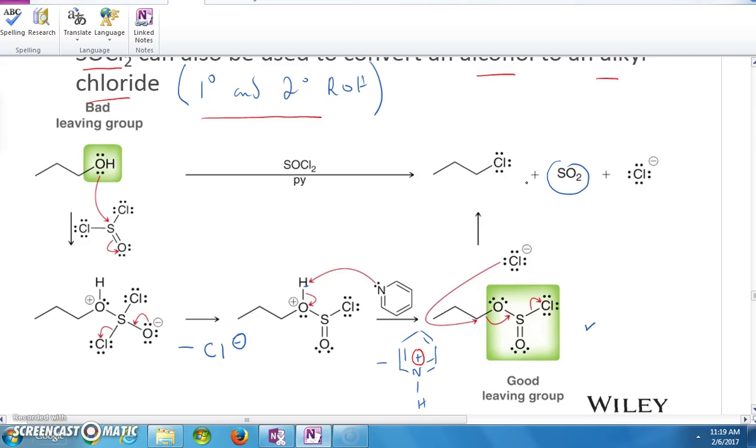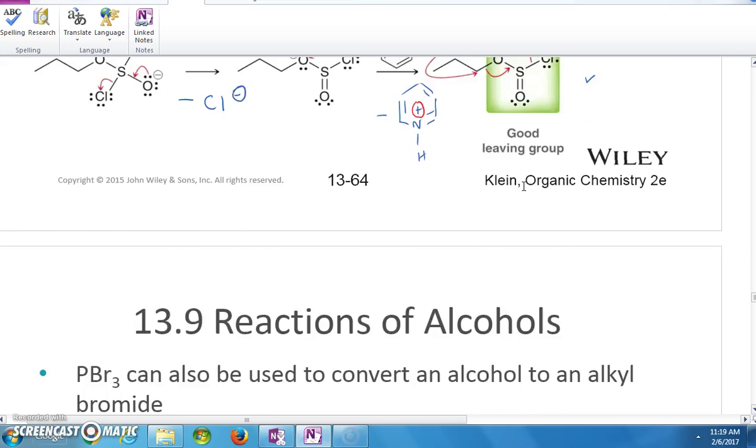So I want you to note the role of the base. What the base is doing here is abstracting this proton right here. So I want you to note that.